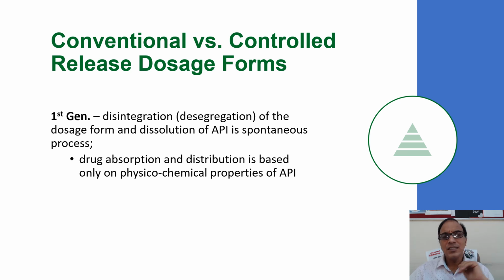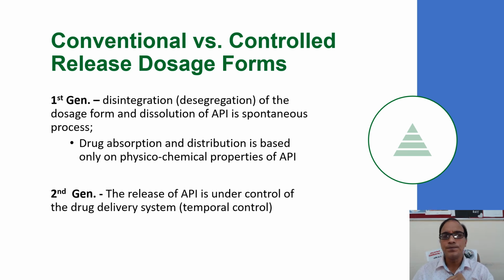Now, what are the conventional dosage forms and controlled release dosage forms? We discussed this earlier. Let me remind you quickly that we studied the generations of the dosage form. In the first generation, disintegration and disaggregation of the dosage form occur, and the dosage form is dissolved. The dissolution of API occurs and it is a spontaneous process. Drug absorption and distribution are based only on the physicochemical properties of the API in the first generation dosage forms. These are immediate release dosage forms, many times abbreviated as IR.